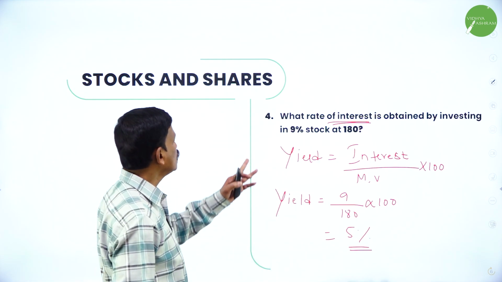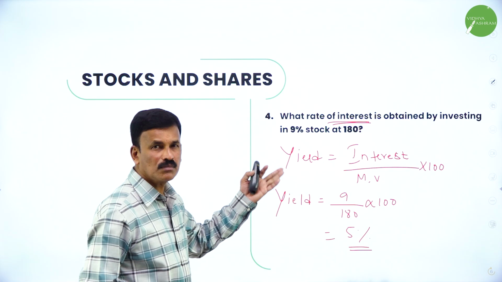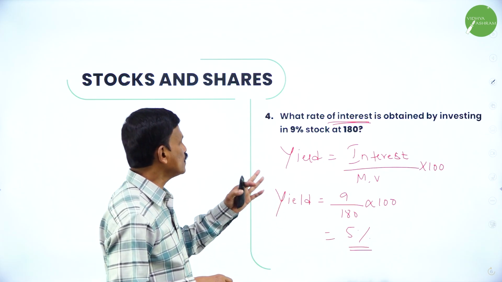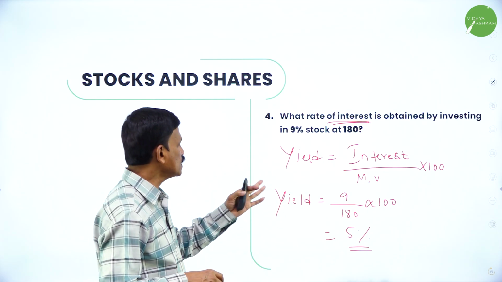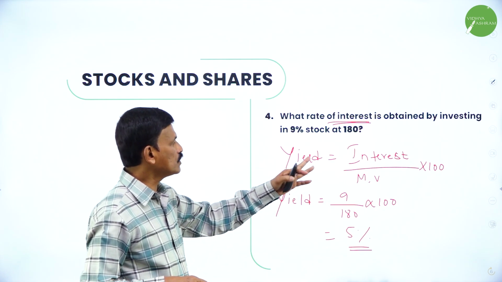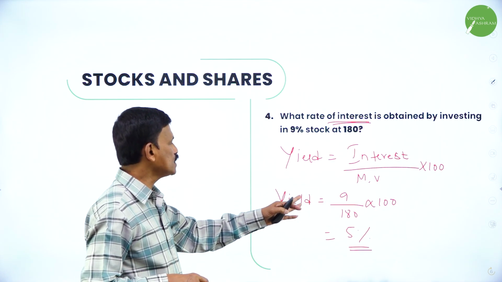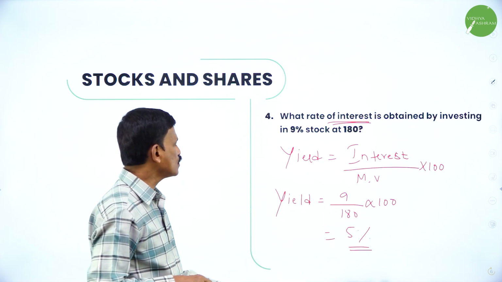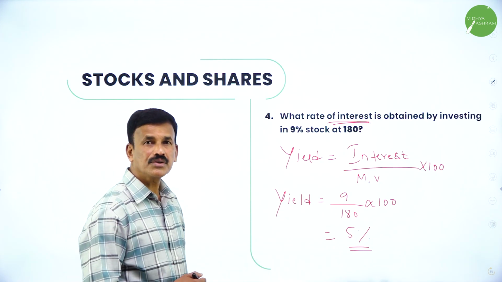So the rate of interest on the money invested is nothing but the yield. Yield is equal to interest divided by MV into 100, that is 9 by 180 into 100, which is equal to 5%. That's it. Now move on to the next problem.